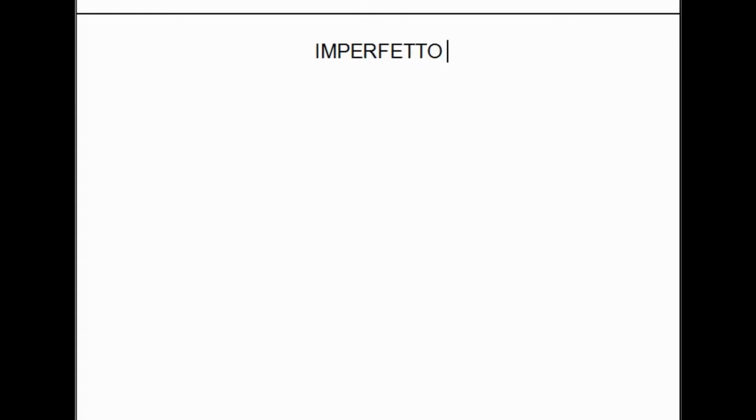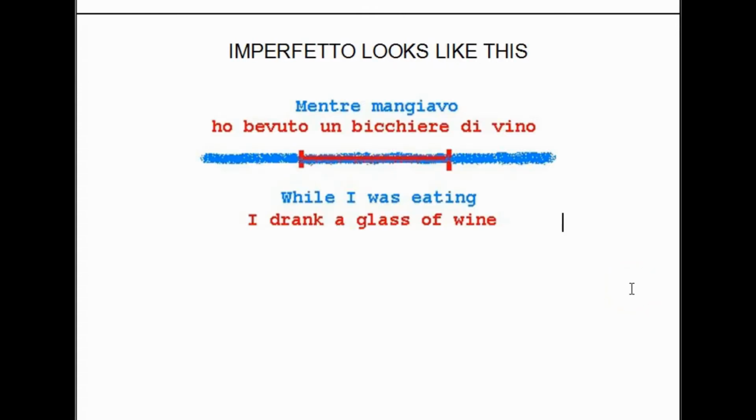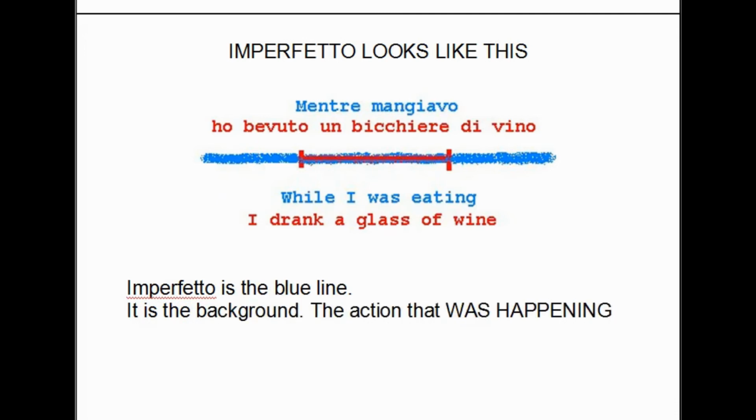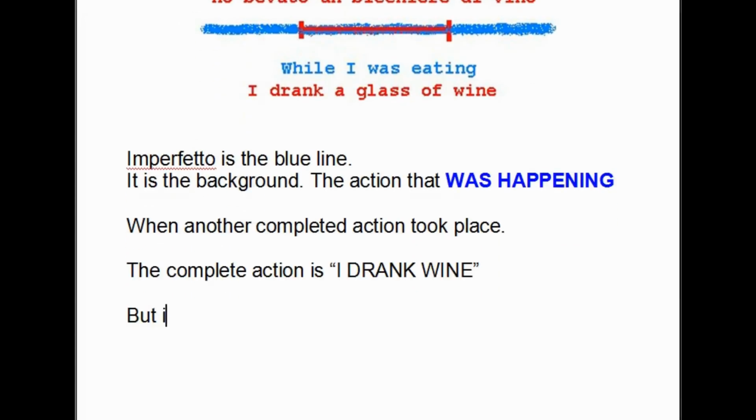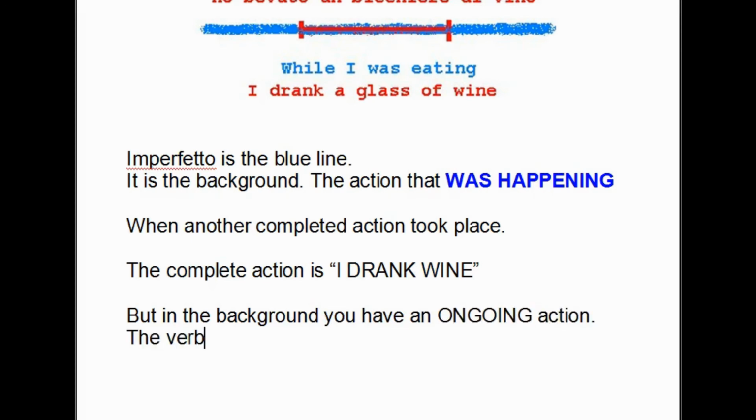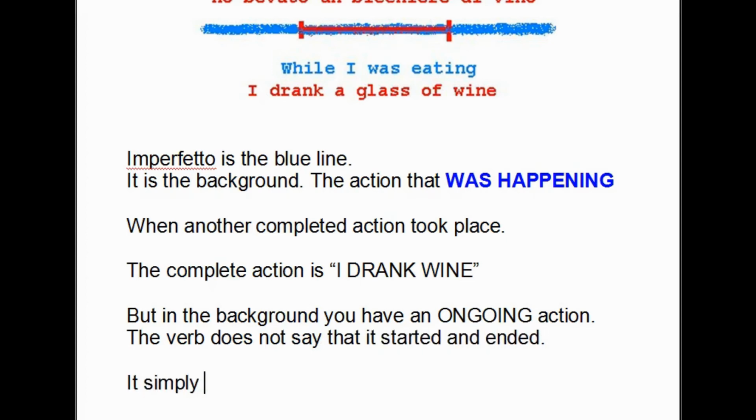Okay, now let's see what the imperfetto looks like. Here is the image. The imperfetto is the blue line. Mentre mangiavo. I was in the process of eating. It's an ongoing action. While this action took place in the background, something happened. I drank a glass of wine. It was a contained, completed action. I was eating and I drank. And that is why we are using the two different tenses to indicate the two different temporal dimensions.